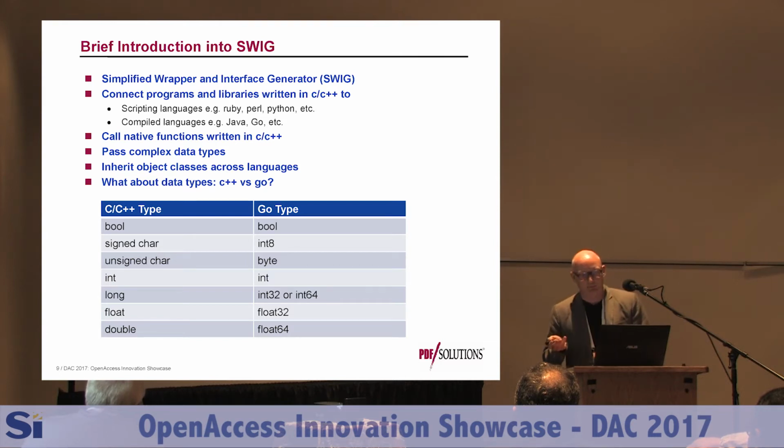If we compare data types between C++ and Go, they are pretty close. I mean, you have bools, you have all sorts of different size integers like int8s, 16s, 32s, and floats. So it maps pretty well from one language to another without any big hassle.